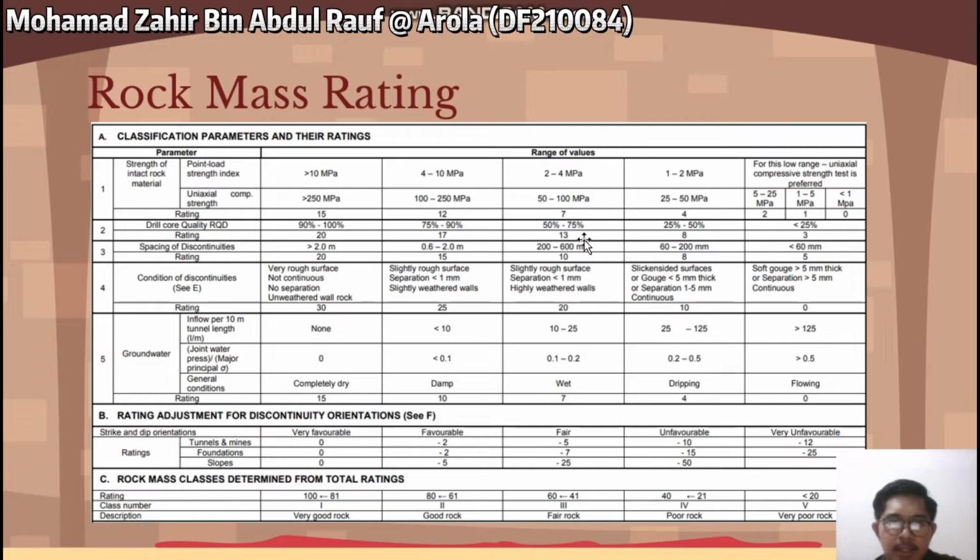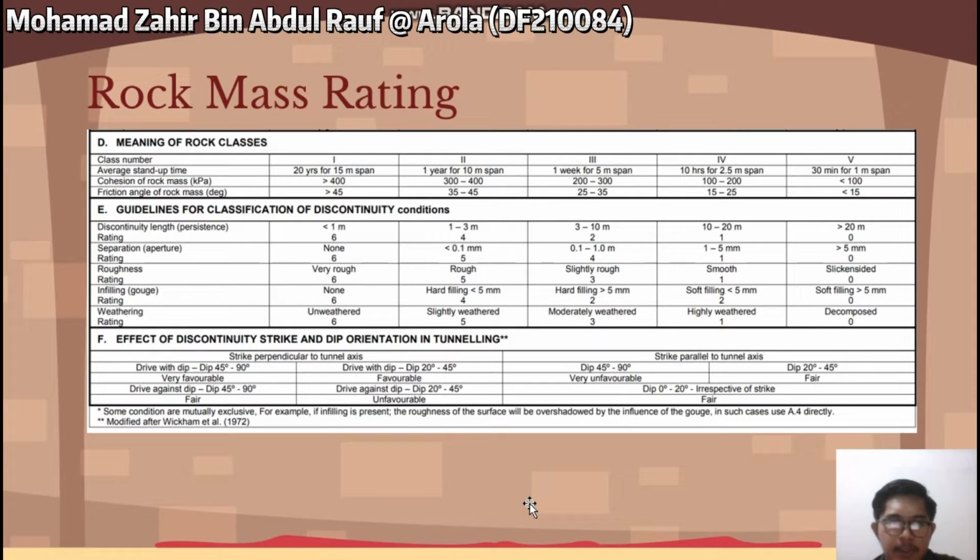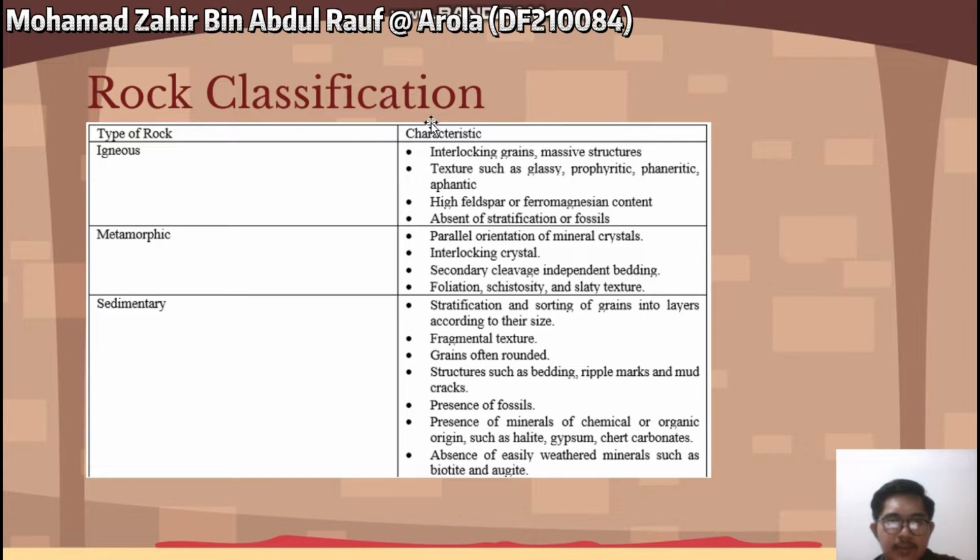This one is the table that can help us find the rating of the parameter. For example, this is the classification of parameter and the rating. B is the rating adjustment for discontinuities. C is the rock mass class determined from the total rating, because this is the final rating that we calculate. So we can conclude the rock is either very good or poor. This is also one of the parts that we have to consider to find the rating of the rock. And the last one is rock classification.